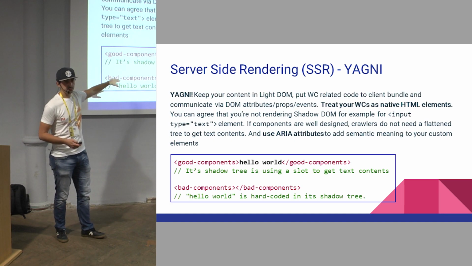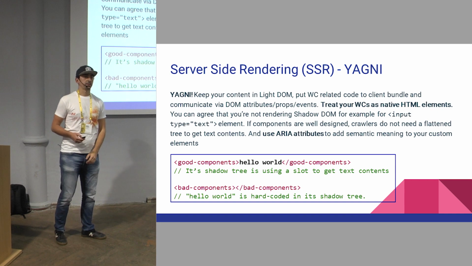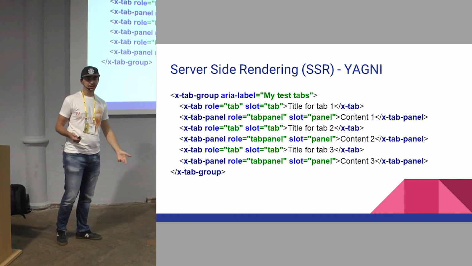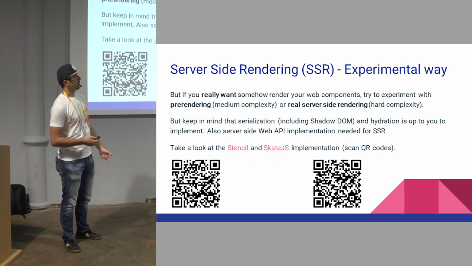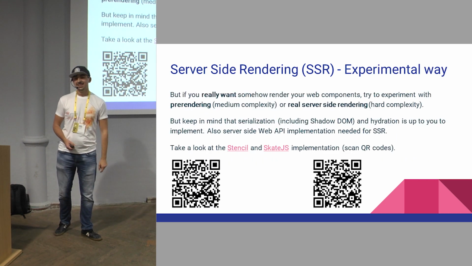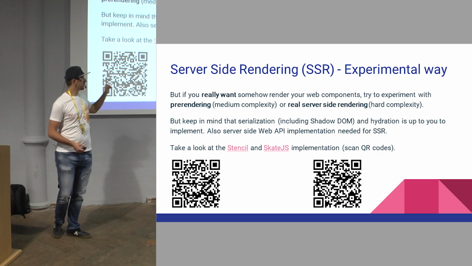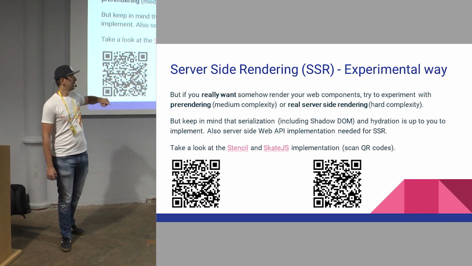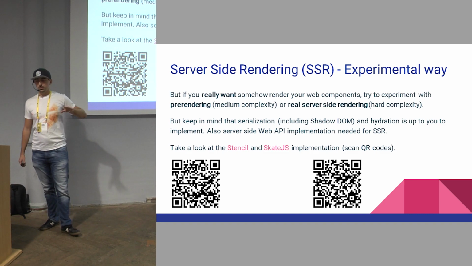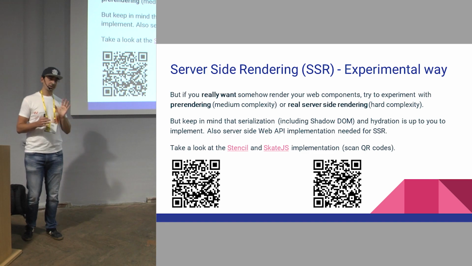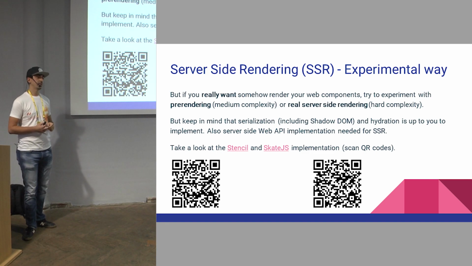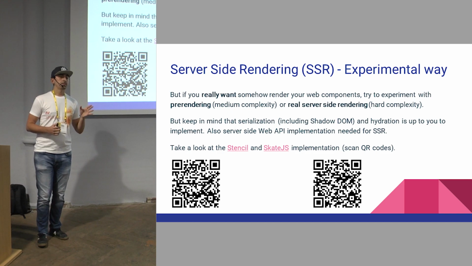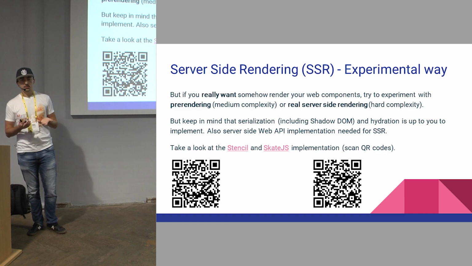And this example is also from one of the Google developers. Moving forward, if you're still curious about the non-production-ready tools, you may scan those QR codes. They are for two repositories, one from Stencil and one from Skate. Stencil is more complex and much closer to production than Skate.js. They will actually allow you to render the Shadow DOM of your web components on a server.